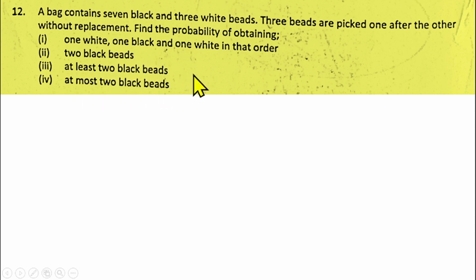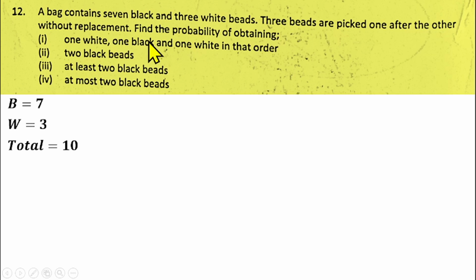So this question is from probability, like I said earlier, and we are having 7 black bits. B stands for black, and W stands for white. So that means you have 10 balls in total. And this is a probability with condition, which is without replacement. When we pick the first ball, we will not replace it before we pick the second, and will not replace the second before we pick the third. So 3 bits are picked one after the other without replacement.